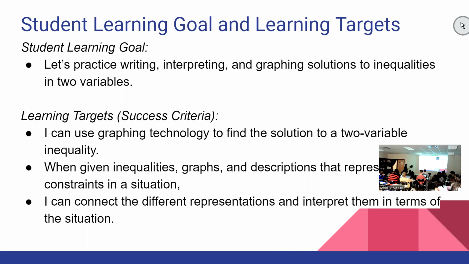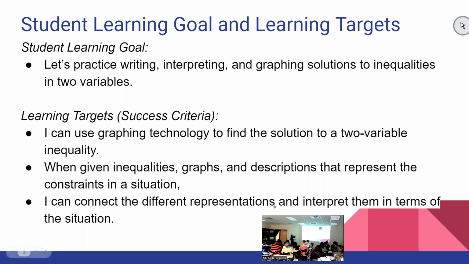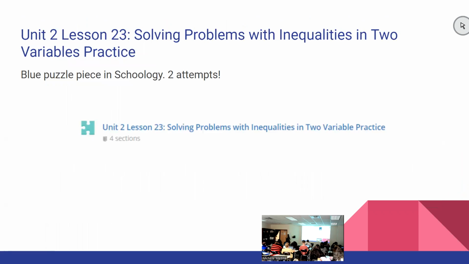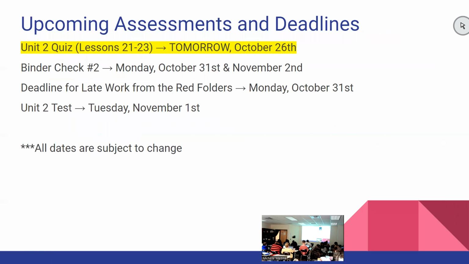When given descriptions that represent constraints, connecting different representations and interpreting them in terms of your puzzle piece will be lesson 23. The 22 was homework, so if you didn't get that done, try to get that done sooner than later. We are close to the end of our unit. This is a pretty big unit. It will be the biggest unit all year.